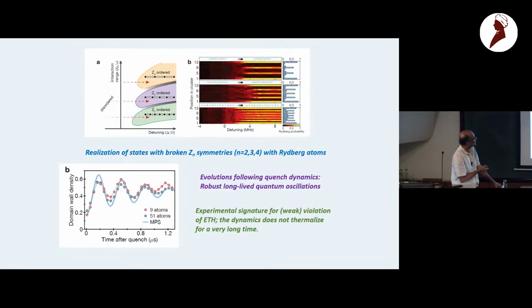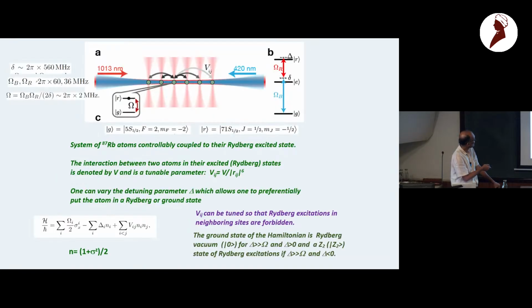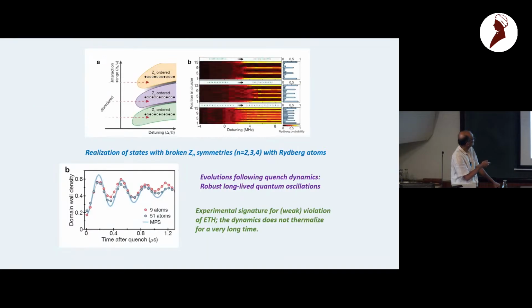In fact, that has been realized in experiments in Markus Greiner's lab, and they have seen that they can create these maximal Rydberg excitations on either odd or even sites, but not both. And this happens when you tune this detuning to a large positive value, because you want to create the maximal number of Rydberg excitations.